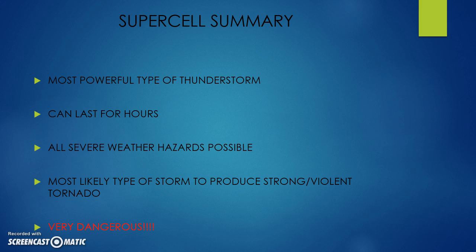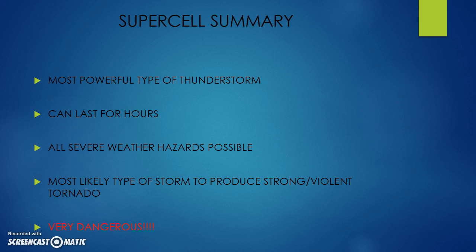And so, just a little summary here of supercells. They are the most powerful type of thunderstorm. They can last for hours. All hazards of severe weather are possible: large hail, damaging winds, tornadoes, and again, these are the storms that tend to produce the strongest of the tornadoes. Now, not every supercell produces a strong tornado. Not even every supercell produces a tornado. Probably most supercells do not produce a tornado. But it's these really intense supercells that are the storms that do tend to produce these stronger, more violent tornadoes when they occur.